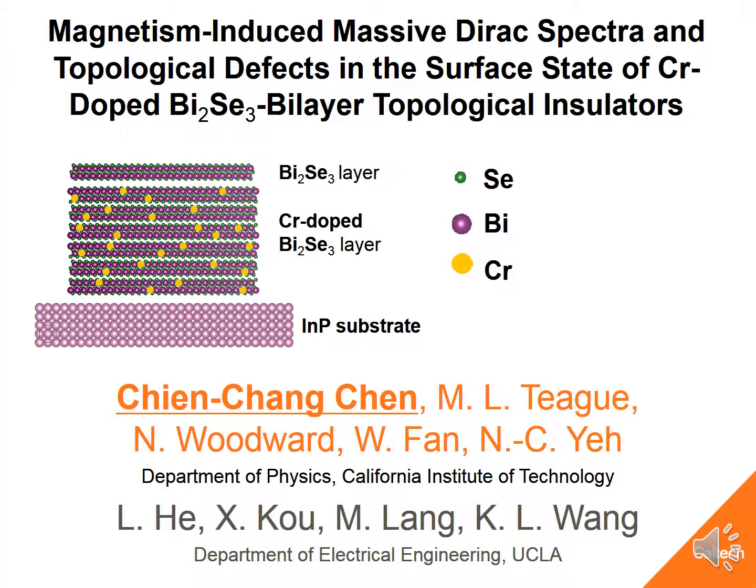Hi, we at the Yeh Labs at the California Institute of Technology would like to describe to you our recent work on magnetism-induced massive Dirac spectra and topological defects in chromium-doped bismuth selenide topological insulators.